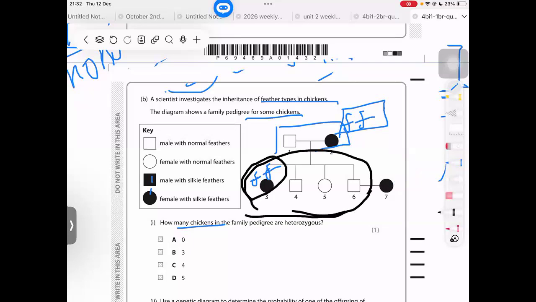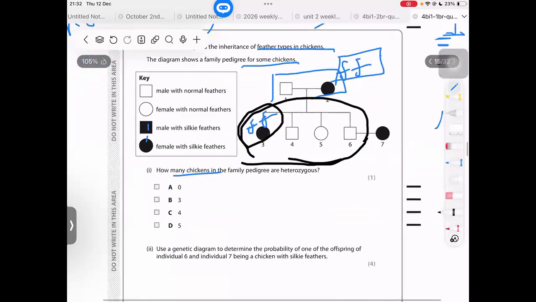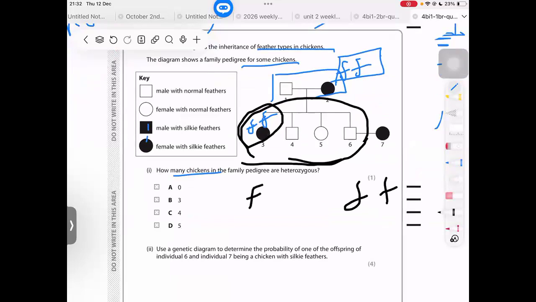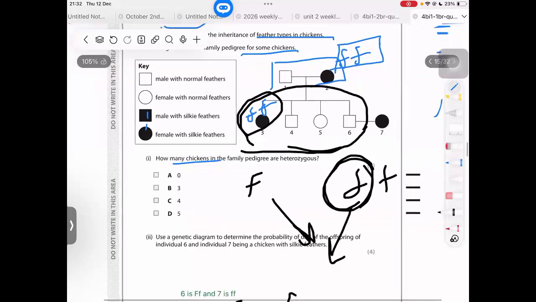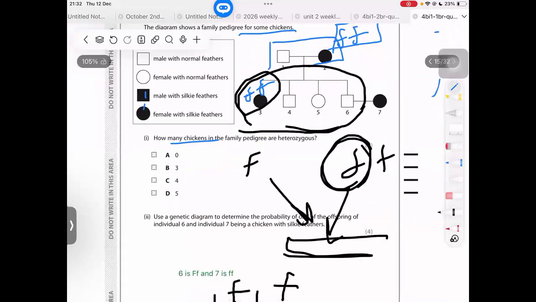That means one of the children also has silky feathers. For a child to have silky feathers, the child's genes are made only from the mother's gene and the father's gene. So one particular allele should come from the mother and one particular allele should come from the father to contribute to the child's genotype.